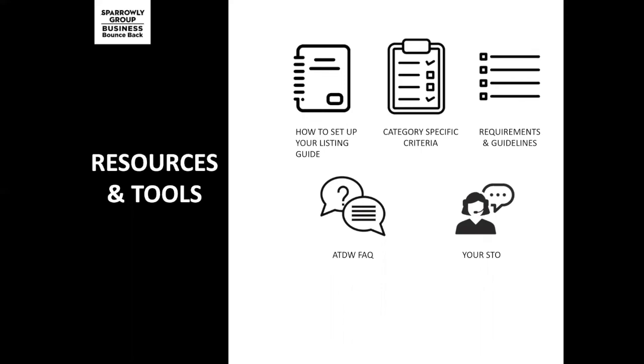We'll also send you through links to the specific category criteria and the requirements from ATDW, so you can check to ensure that your business can list before you go about setting up your listing. Some FAQs from ATDW themselves, so if you have questions as you work through, you can check those questions and look for answers. And there's also contacts at your STO. So each STO has a dedicated resource that manages ATDW. And you can actually pick up the phone and talk to a person if you want to, and they'll be able to help you through any questions that you have to get your listing set up.